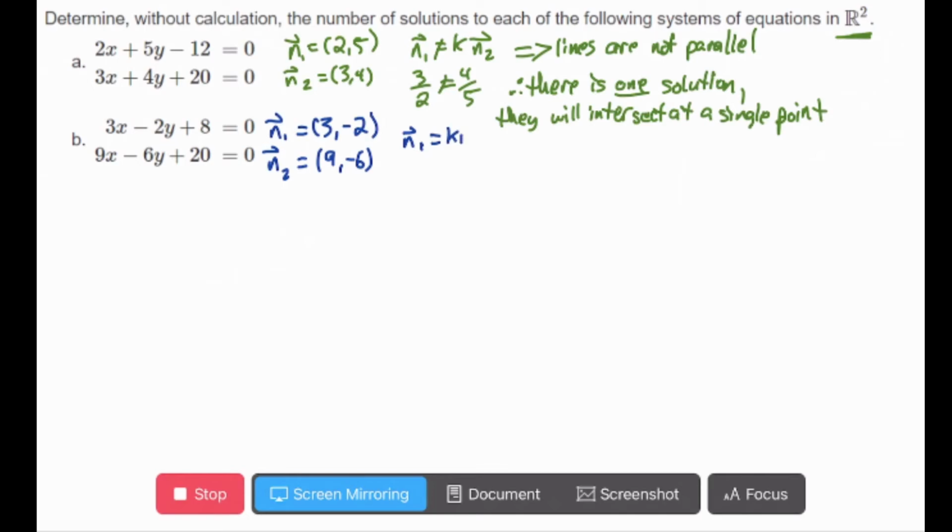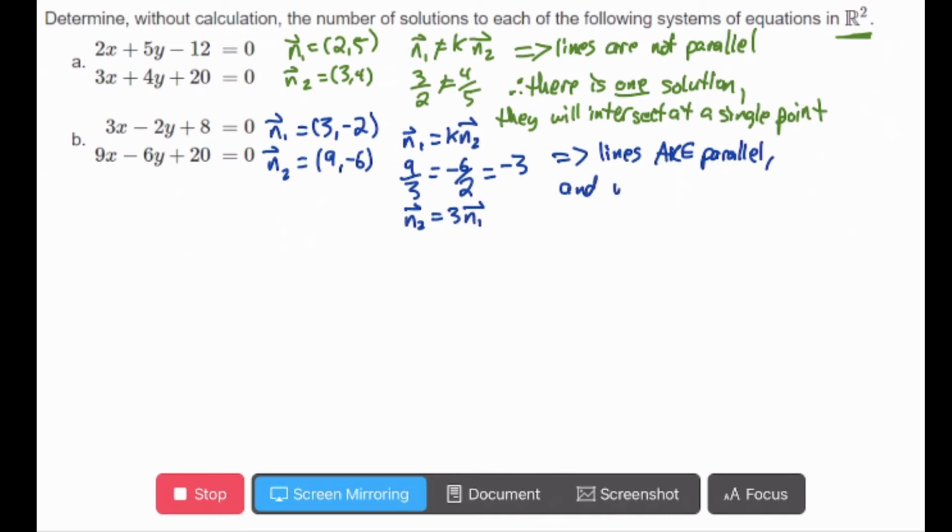N1 equals k, N2 we need to confirm. So 9 over 3 is equal to negative 6 over 2, and we can see those both equal negative 3. So we can see right away that N2 is equal to 3 times N1. Therefore, these lines are parallel, and will not intersect.